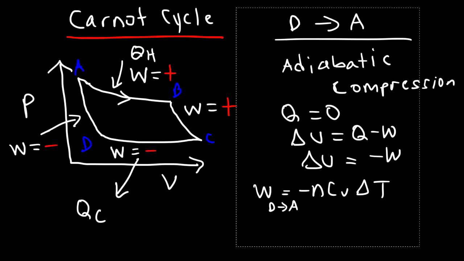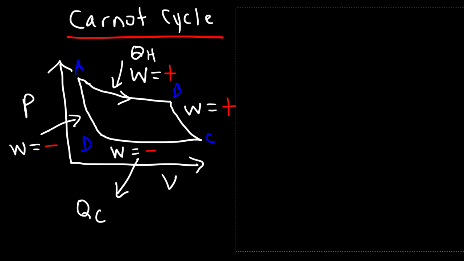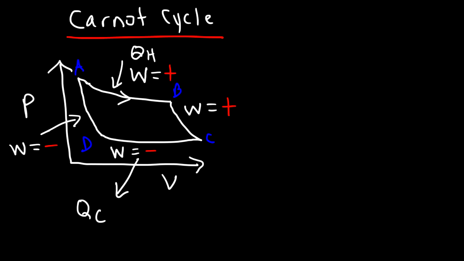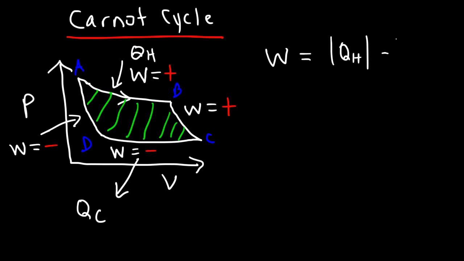Now if you want to calculate the net work done for an entire cycle, it's simply equal to the area under the curve. Now it might be difficult to calculate the area of that curve. However, a simpler way is to use this formula. W is equal to QH minus QC.